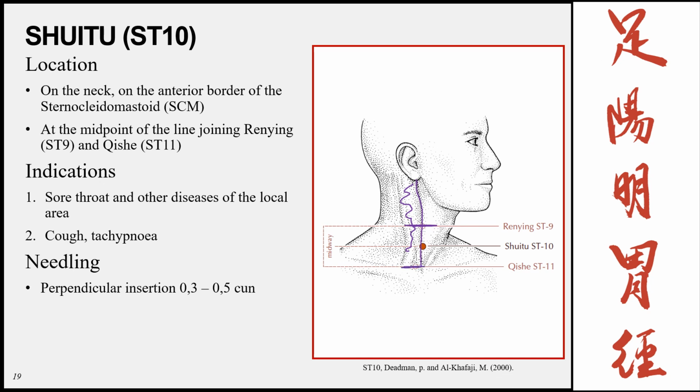So we've got to take these two, draw a line, find the midpoint, and then we're just going to move anterior until we're at the anterior border of the sternocleidomastoid, which is over here. This point can be used for sore throats and other diseases of the local area, and for cough and tachypnea. Our insertion is perpendicular, 0.3 to 0.5 cun.